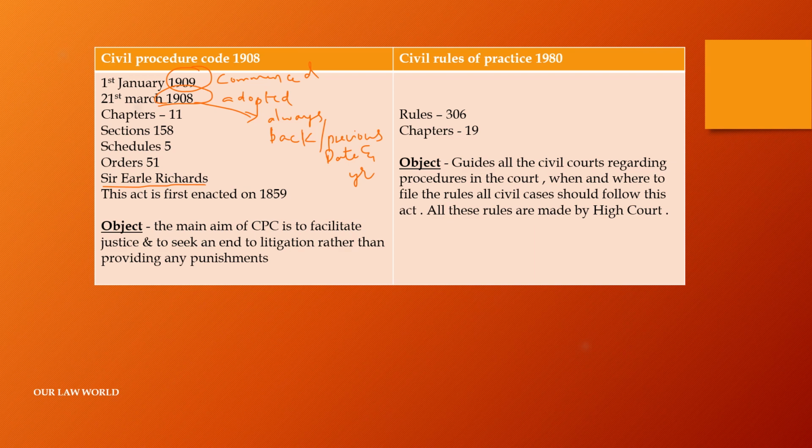The next one here is Civil Rules of Practice 1980. This act is about the guidelines on how the civil courts should function, what the procedures involved in court are, and how to deal with civil cases. This act consists of 19 chapters and 306 rules.